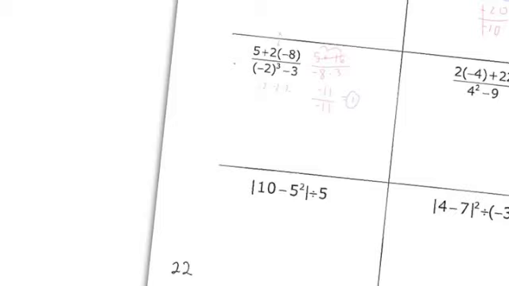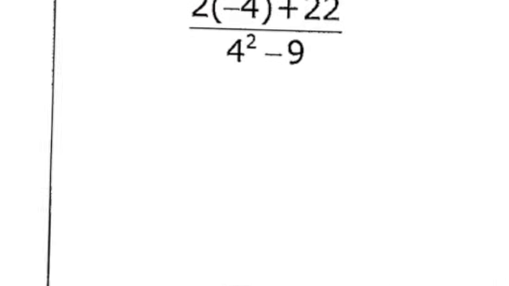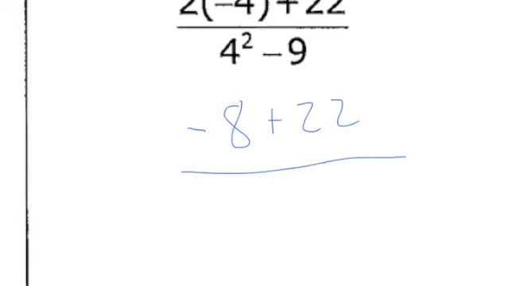I'm going to try one more example, and then I want you guys to try some on your own. Okay, we got 2 times minus 4. That gives us negative 8 plus 22. And on the bottom we have 4 squared, 4 times 4 is 16.